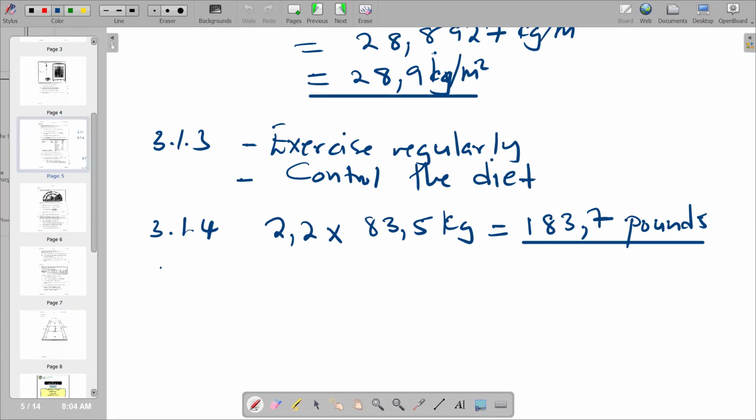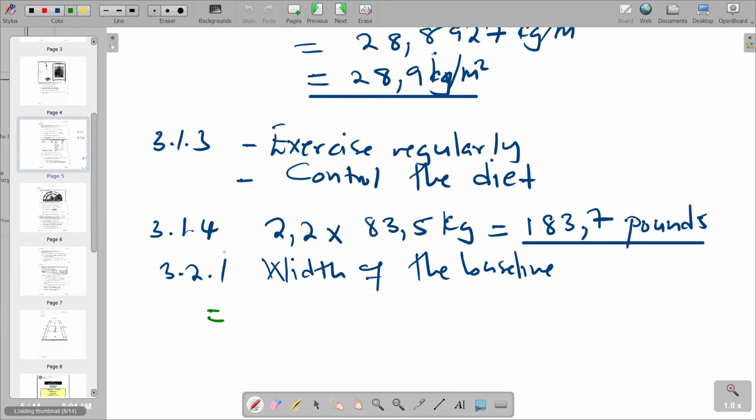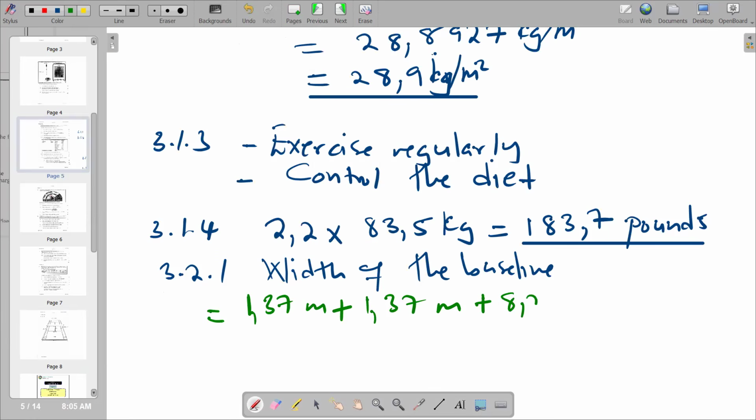So we are going to say our 3.2.1 width of the baseline is equal to 1.37 meters. We add it twice here and here. So we're saying 1.37 meters, and then we add 8.23 meters here. And then we get a total of 10.97 meters.